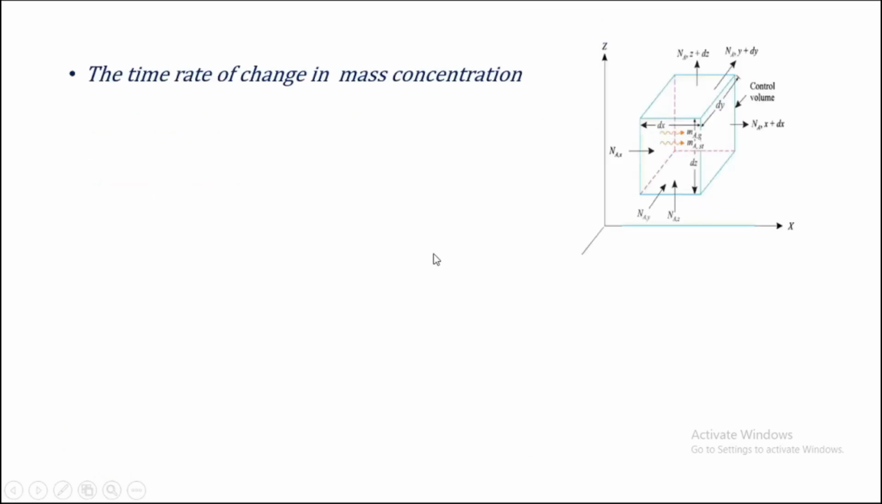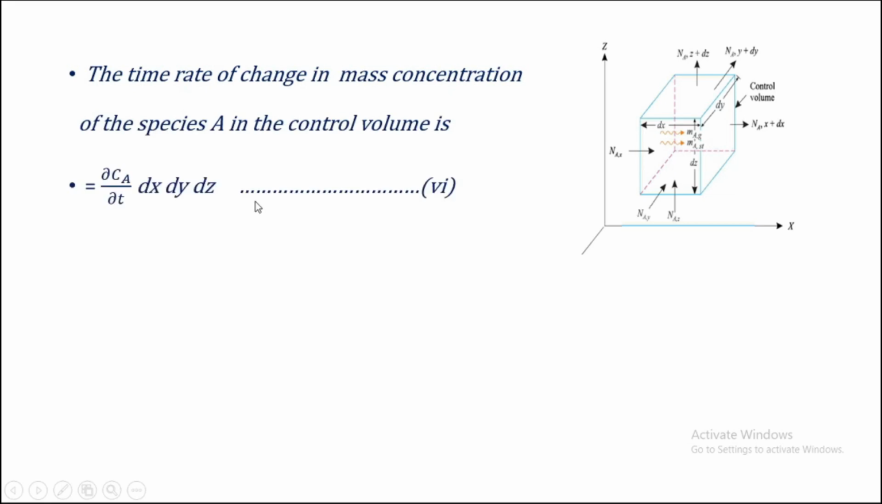Now we move on to the time rate of change in mass concentration, that is, some amount of species comes in x, y, z directions, some amount of species leaves in all these three directions, and something will be generated due to the chemical reaction. So what is the time rate of change in mass concentration in the entire system? That is given by ∂Ca/∂t into dx into dy dz. So take this equation as the sixth one.